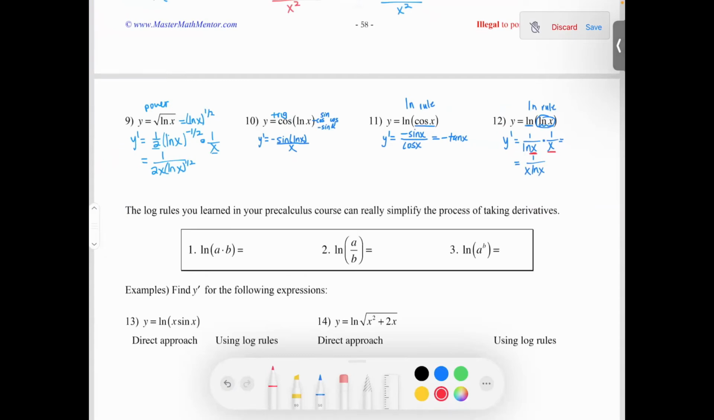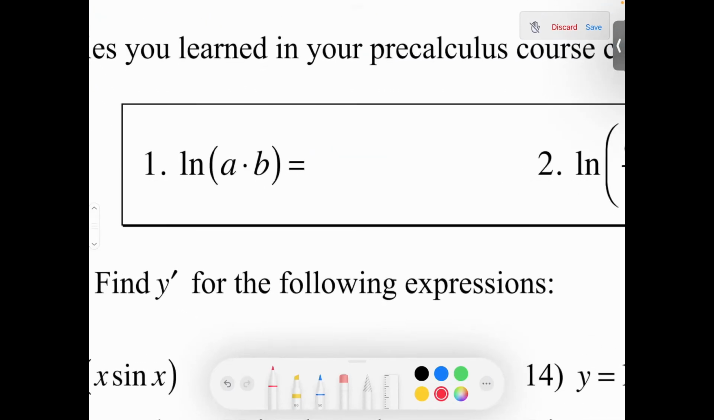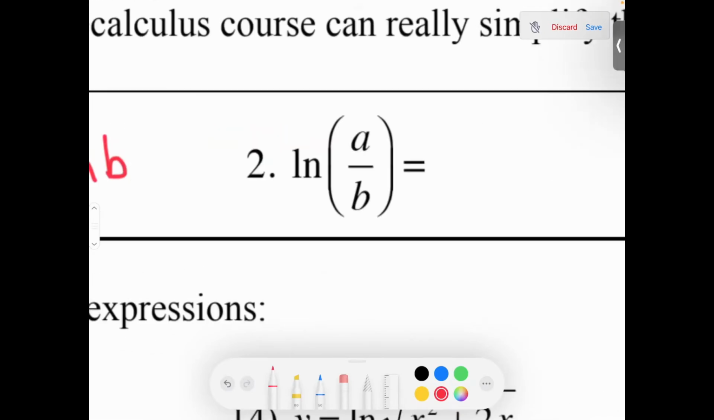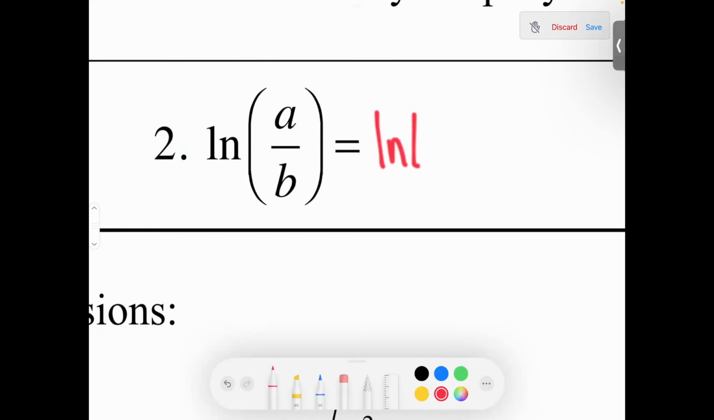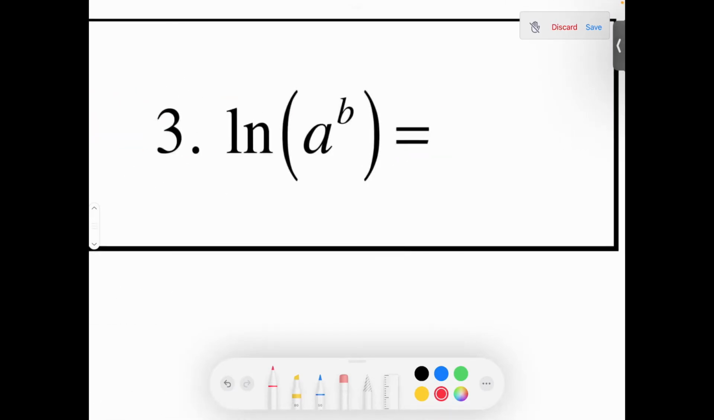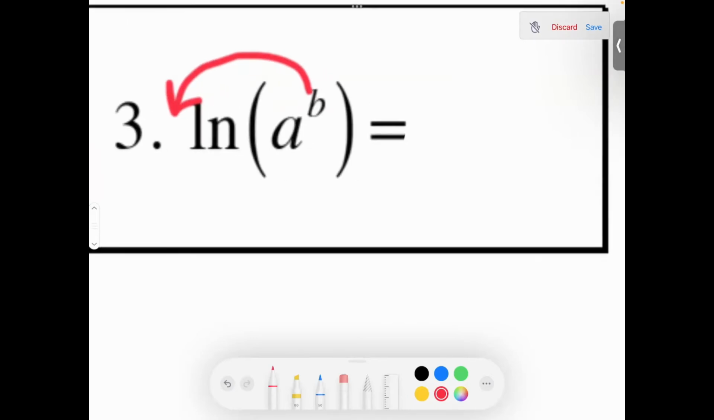Log rules that we learned in pre-cal course can really simplify the process for us taking these derivatives. So ln of a times b is equal to ln of a plus ln of b. So if we have a product inside the parentheses, we can break that apart into a sum. If we have a quotient, we can break that apart into a difference. We can actually subtract those. And these properties are going to help us simplify the original problem before we actually take the derivative. And our third property here says that this exponent can actually be written in front of the natural log. So we get b times natural log of a.